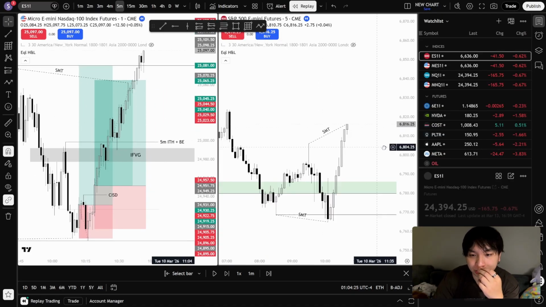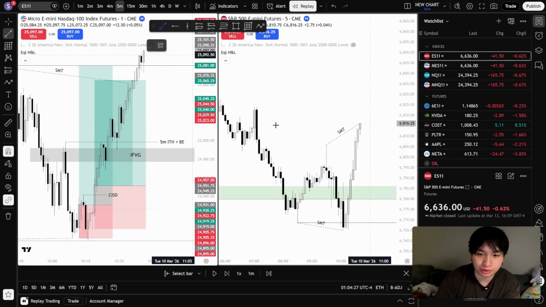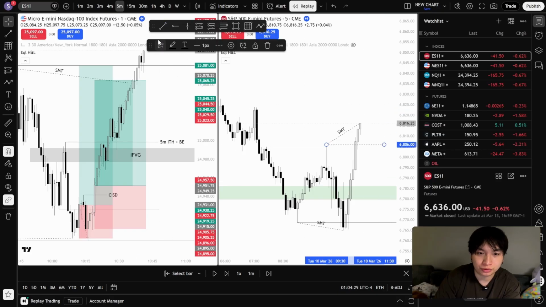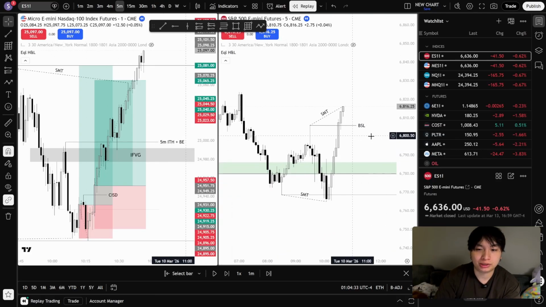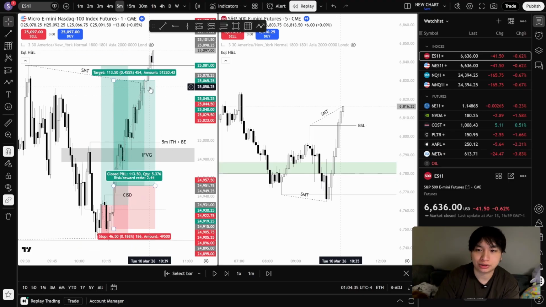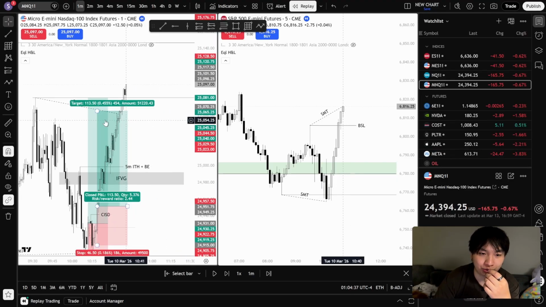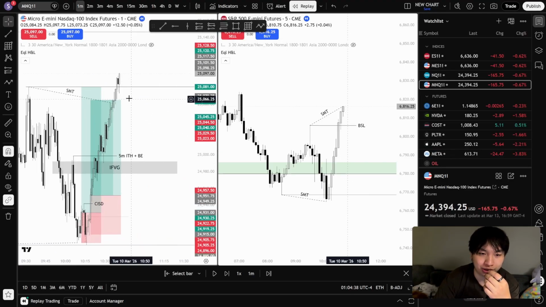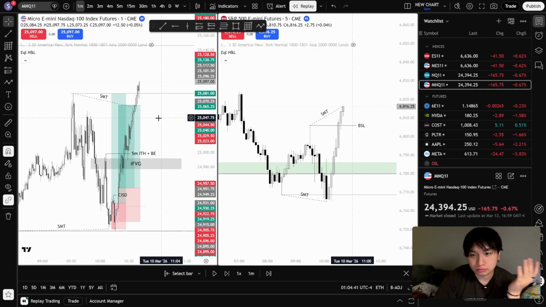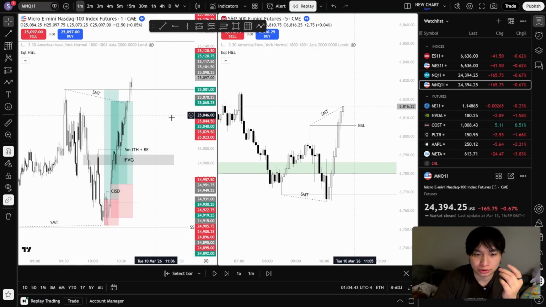Yeah, my apologies. So basically, buy side liquidity for us was here for ES. As soon as I saw that get taken out, I said SMT and then I just closed. And yeah, it sucked. It actually went to full TP, but so what? Rules are rules.